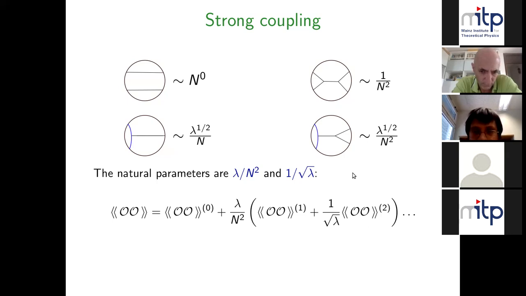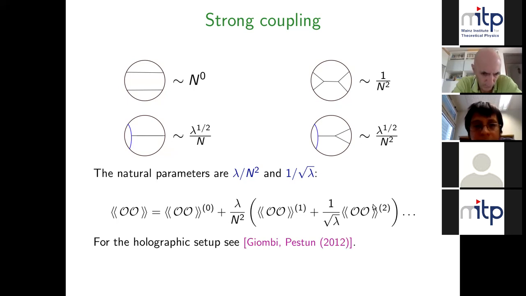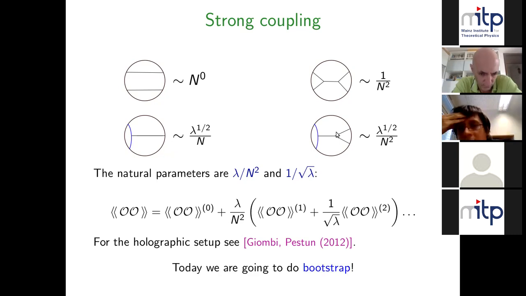This is given by this diagram, and this is what we're after today. This one is the first one that is not fixed by symmetry and that is truly dynamical. If you want to see the holographic setup for this 2-point function that we're going to calculate, you can look at this paper. And if you're good enough, you can try to calculate this diagram. But that's not what we're going to do today. Today, we're going to do the bootstrap.